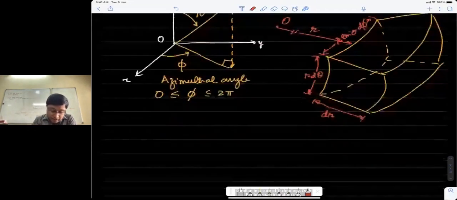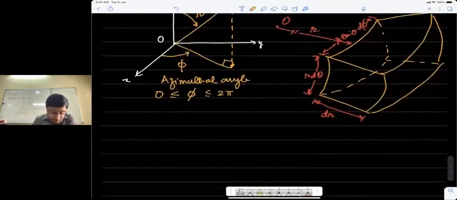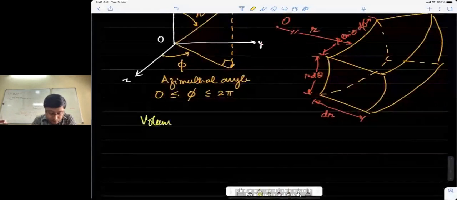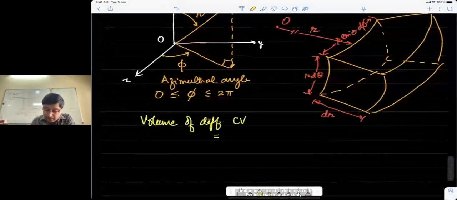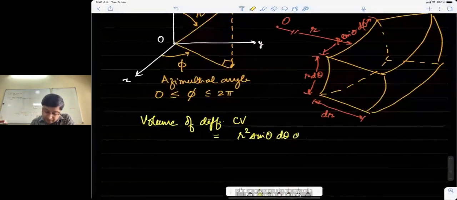So the volume of this differential CV will be the multiplication of all these three. So we'll get r square sine theta d theta d phi dr.